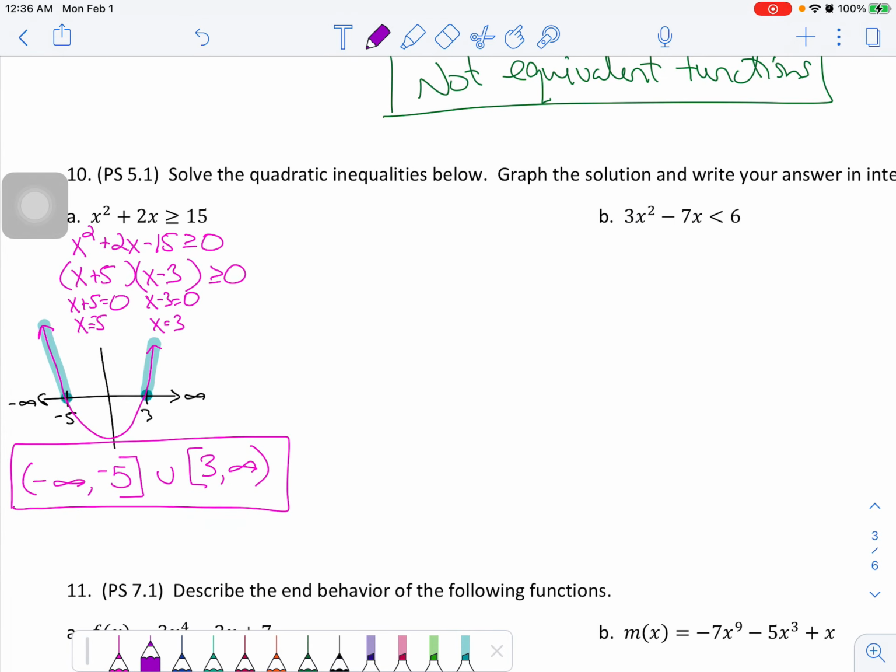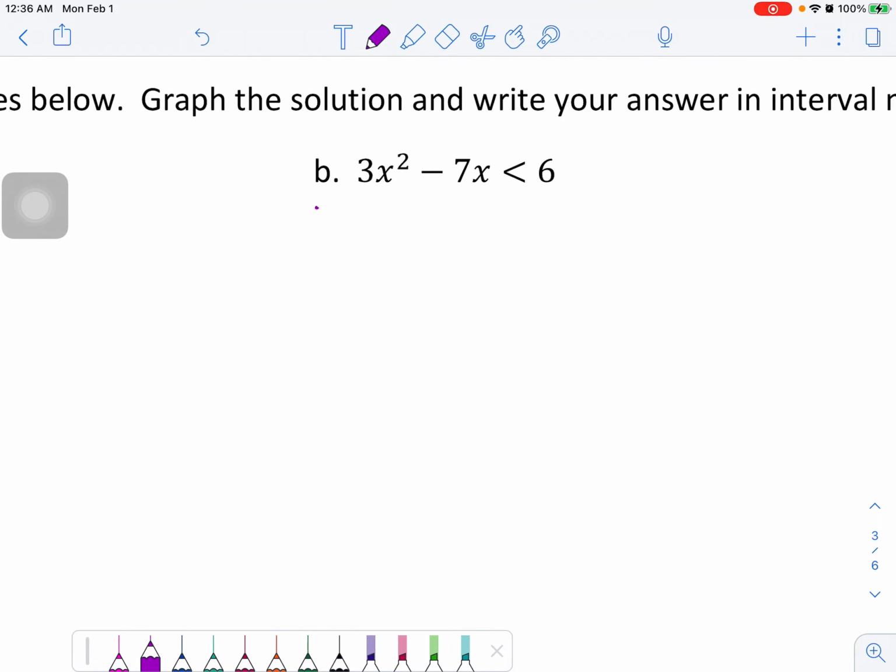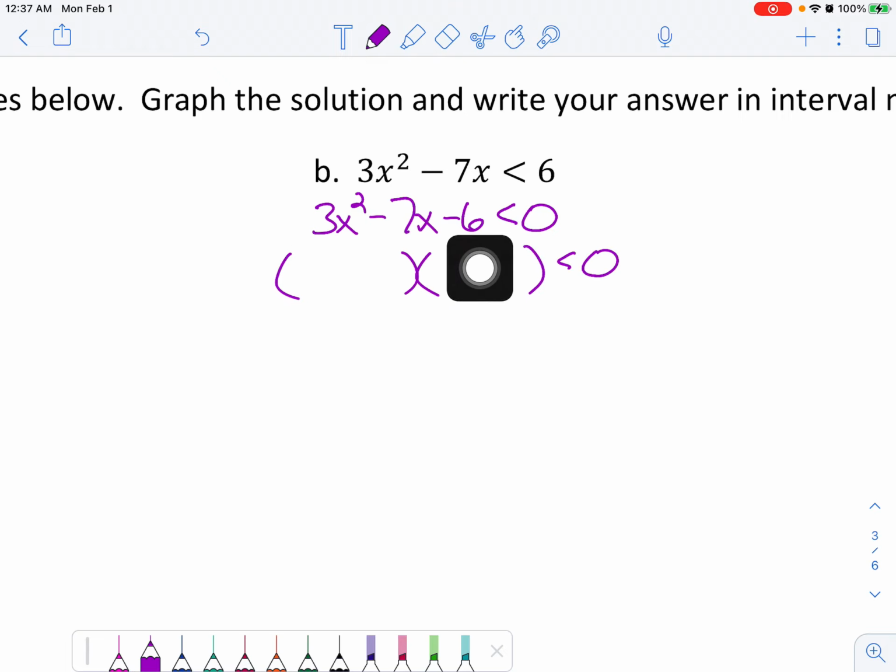We're going to do the exact same thing for graph B. So let me slide on over here to part B. I'm going to subtract 6 from both sides. So 3x squared minus 7x minus 6 is less than 0. I am going to factor 3x squared minus 7x minus 6.